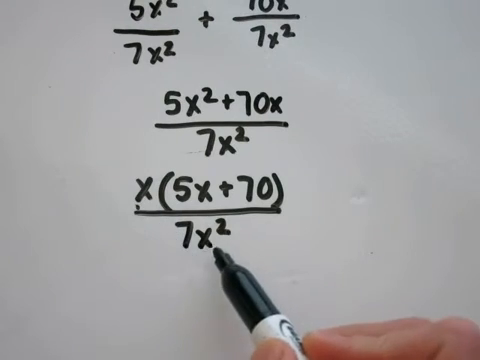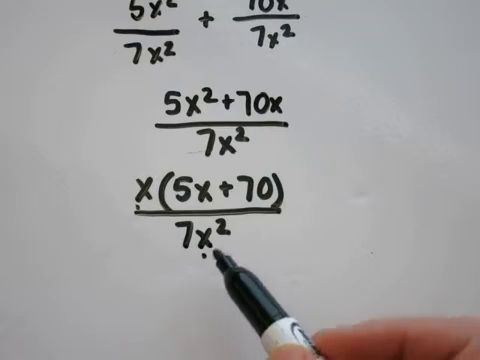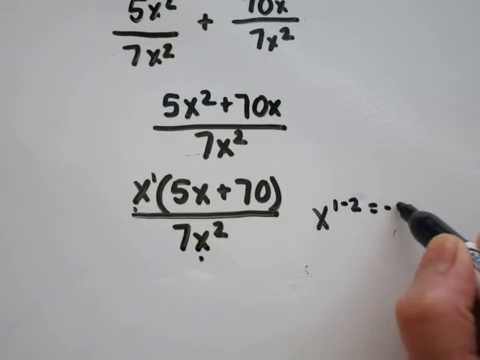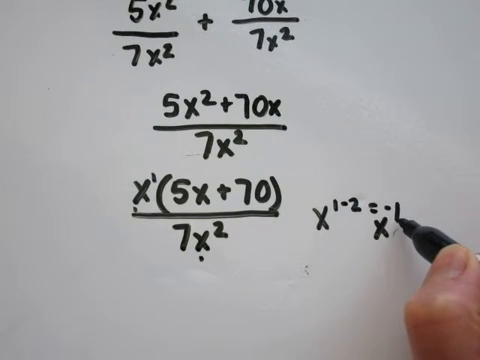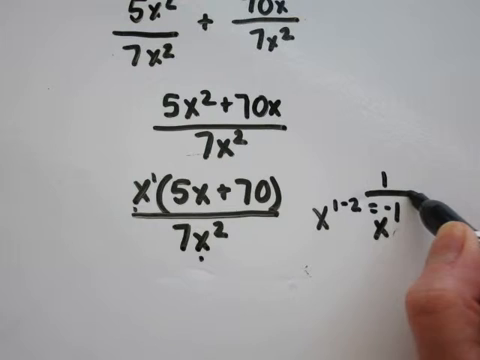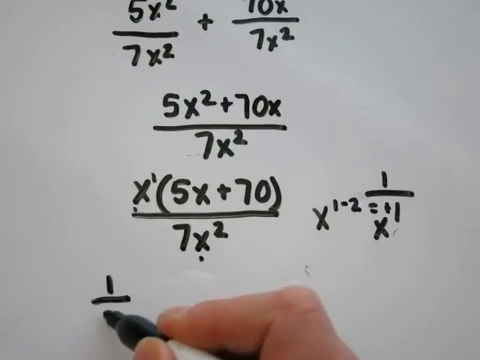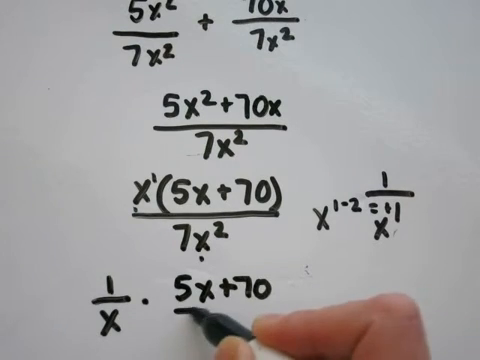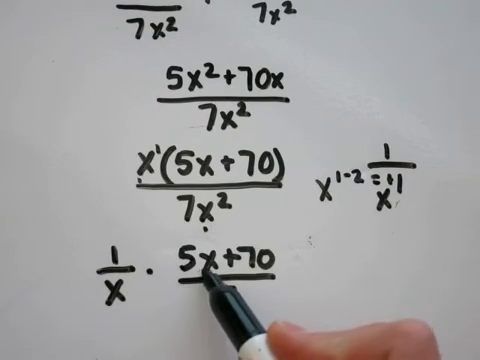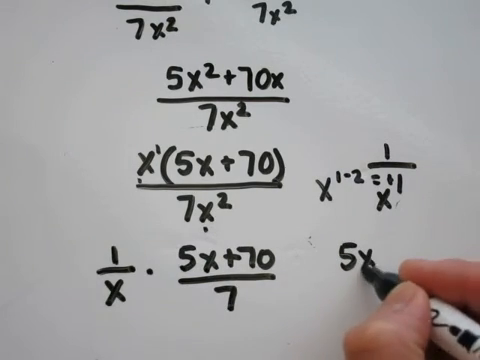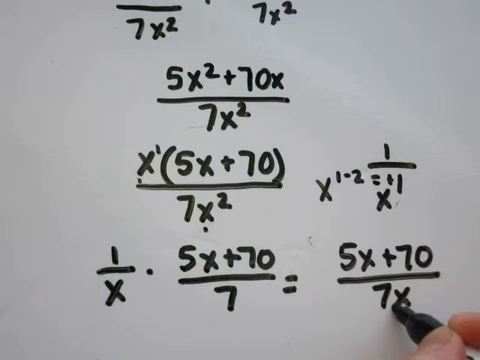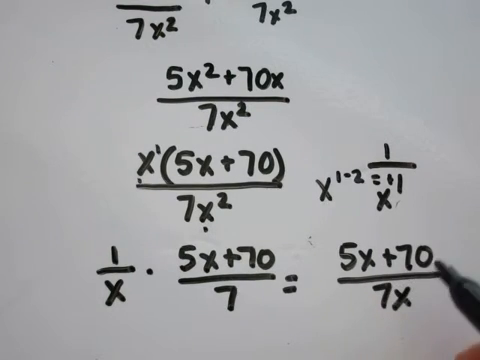Now we have a base x here and in the denominator, so we can subtract the exponents. This is the same as x to the first power. So we'd have 1 minus 2 is negative 1. So this is x to the negative first power. To make that a positive exponent, just put a 1 over it. So that would be 1 over x times 5x plus 70 over 7. 1 times 5x plus 70 remains 5x plus 70. X times 7 is 7x. So our final answer is 5x plus 70 over 7x, which is the same as letter E.